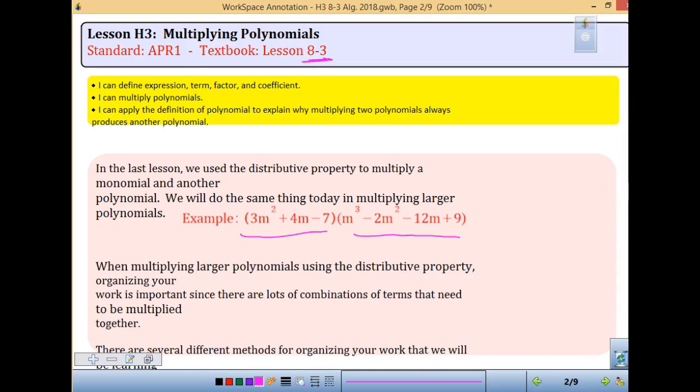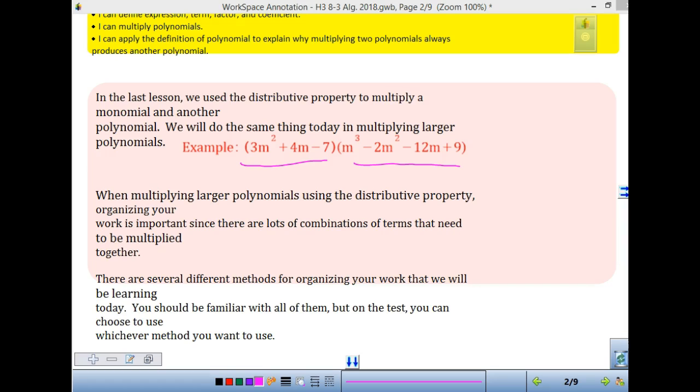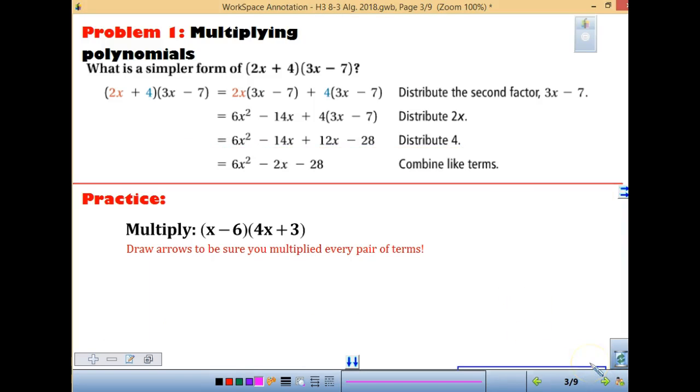So as you are looking at these, there's going to be several different methods of organizing your work that we're going to be learning today. You should be familiar with all of them on the test. You can choose whichever one you want to do. I'm going to show you some different methods. Some of them is just simple distributive property. Other ones I'm going to show you like that box method that you looked at. And then we're going to come up with some names that we call some that if you talk to older people, they go, oh yeah, you're using this property.